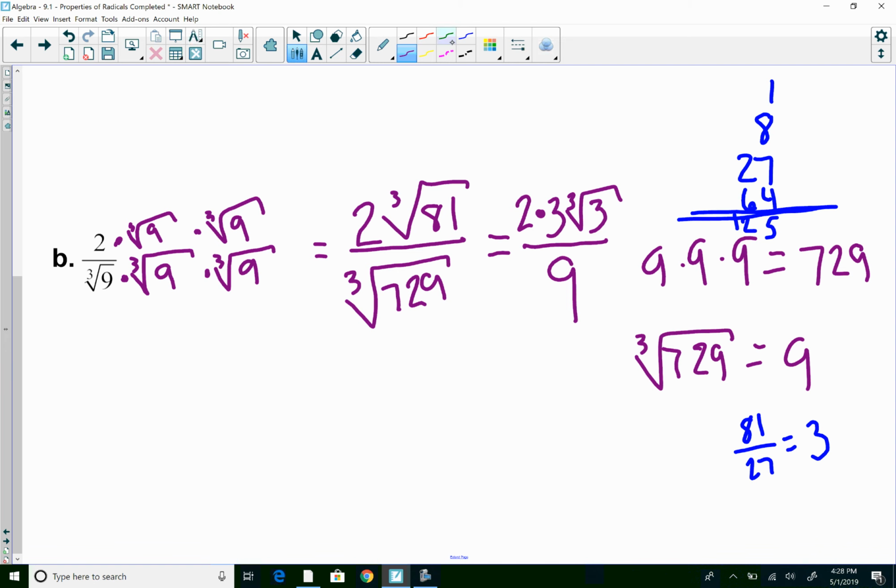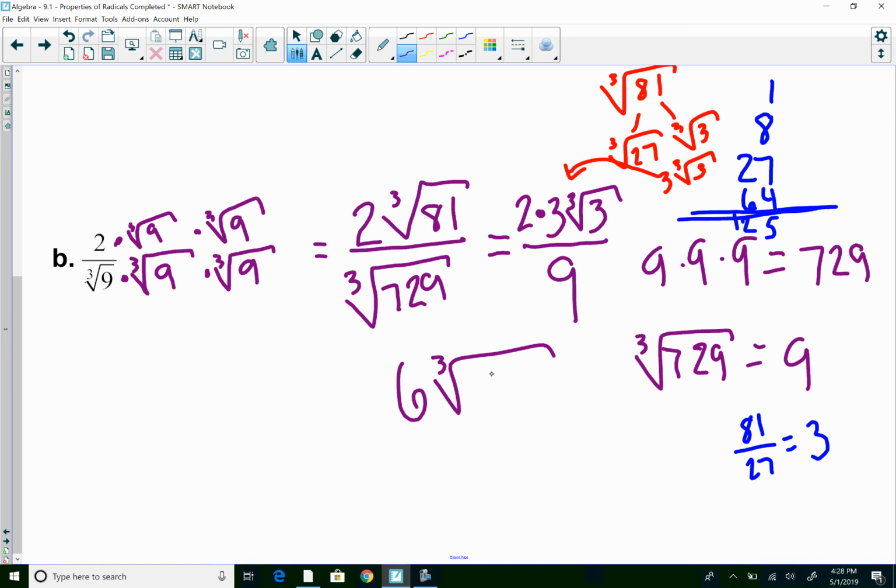Now again, let me just do a little bit of back work here. Remember, this cube root of 81 is being broken down into the cube root of 27 and the cube root of 3. Cube root of 27 turns out to be 3, and then that's the cube root of 3. Not quite done yet. 2 times 3 turns into 6. So this is 6 cube root 3 over 9.